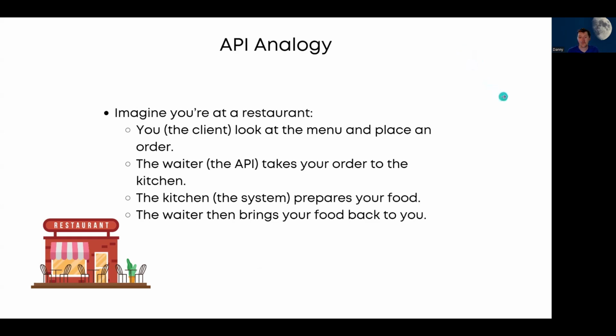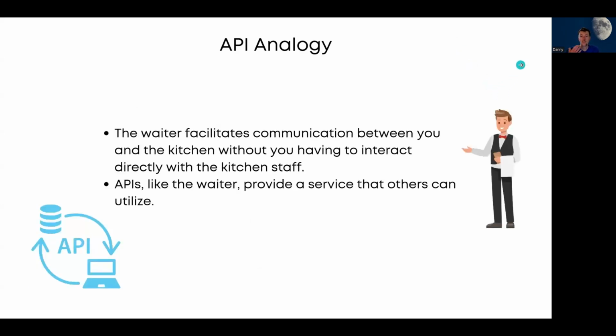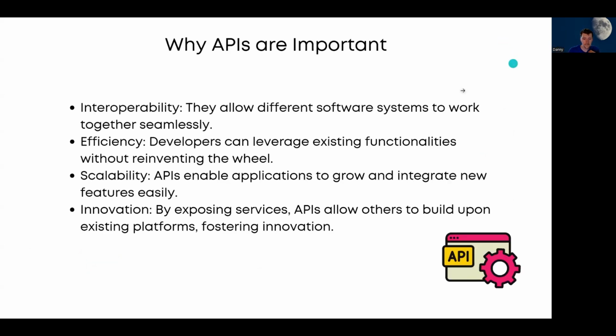The waiter then facilitates communication between you and the kitchen without having to interact directly with the kitchen staff. So APIs are like the waiter, they provide a service that others can utilize. And this is really powerful for developers because we can extend our applications and projects with stuff that other people built simply by connecting to them through an interface like an API.